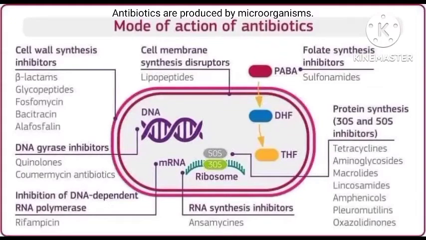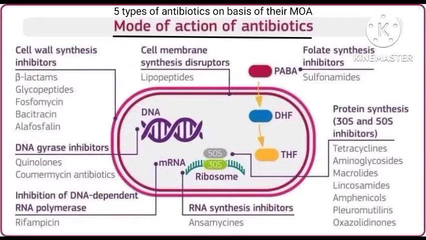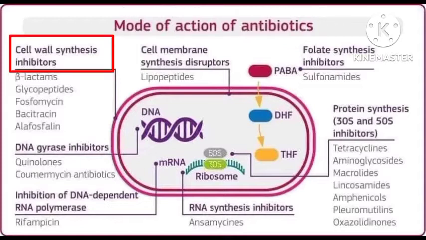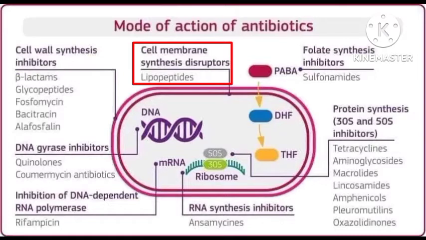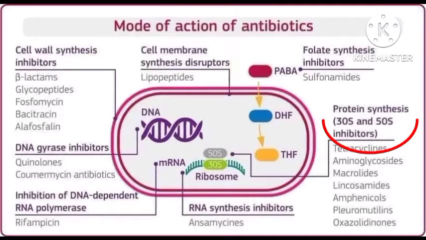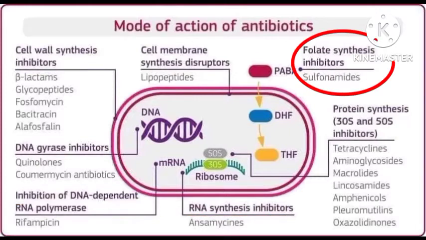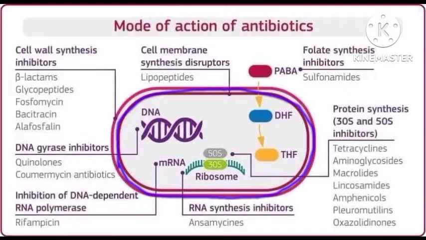Antibiotics are produced by microorganisms which at high dilution are used to destroy or stop the growth of bacteria. On the basis of mode of action, we can classify them in five types. The first one is inhibition of cell wall synthesis. The second one is inhibition of cell membrane, inhibition of protein synthesis, inhibition of nucleic acid and antimetabolites, etc. Let's discuss all of these modes of action in detail on this bacterial cell.